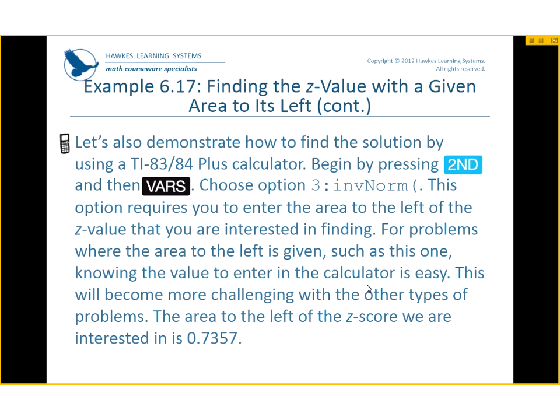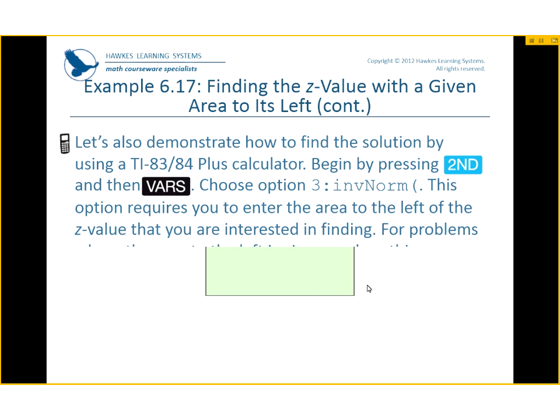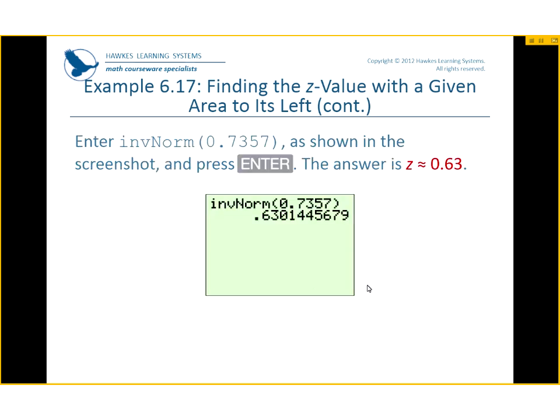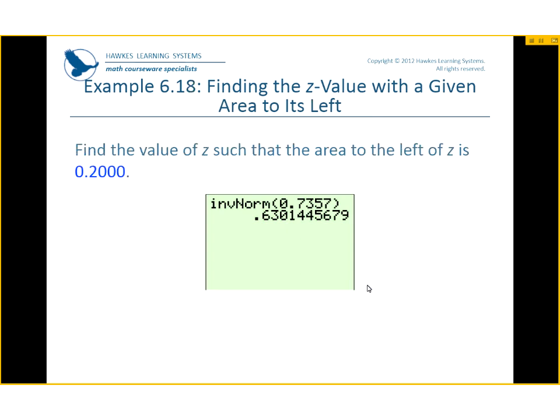Press second, VARS, which is right next to the clear button. Go to 3, open parentheses, 0.7357, close parentheses. If you do that, you're going to see 0.630144569. All you need to give is 0.63 because that's the z-score. We saw on the earlier slide how to find it in the table, but now we see how to use the calculator to get it. Okay, let's do another example.